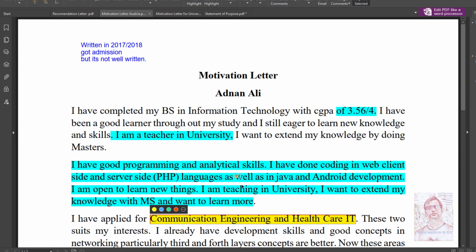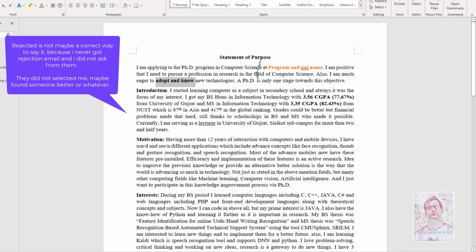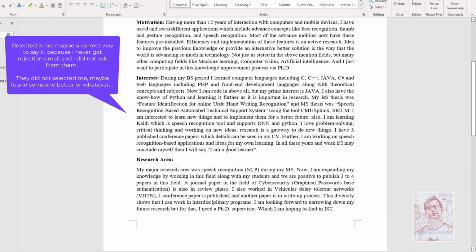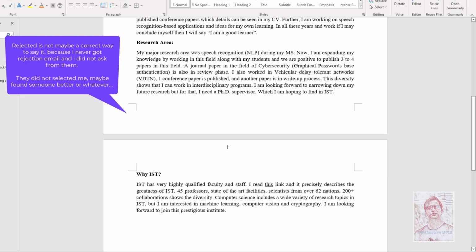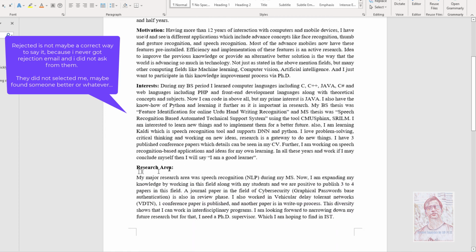Okay, now moving to the fourth one, which was rejected. This was the statement of purpose, but this one is for a PhD. The previous three were for the masters, but this one is for the PhD. So the first mistake is that this is very short. I should have written it a little bit longer, especially the research area.